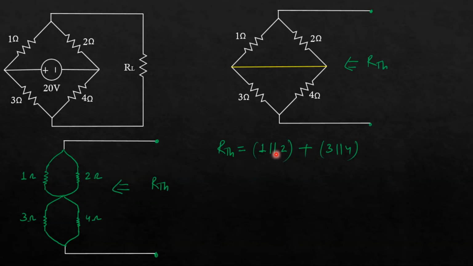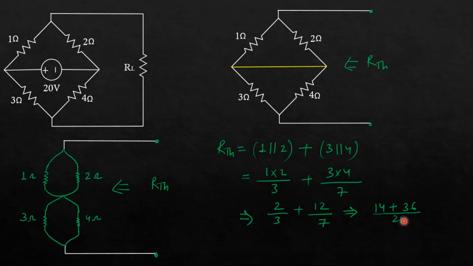Now the equivalent of these two will be 1 into 2 upon 3. Similarly, equivalent of these two will be 3 into 4 upon 3 plus 4, 7. If you simplify this, it will come out to be 2 by 3 plus 12 by 7, which is 14 plus 36 divided by 21, which will come out to be 50 divided by 21 ohms. So this is my Thevenin's resistance.